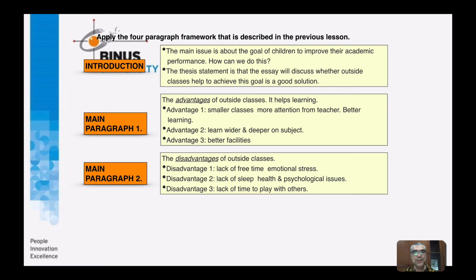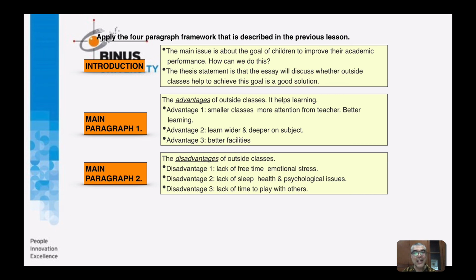Disadvantage number 2 could be that the children experience less sleep. If they are going from school to class, they don't have enough time to get rest. And the results of this could be health and psychological issues. Disadvantage number 3 is perhaps that the children get less time to play with others, and this is an important part of a childhood experience.